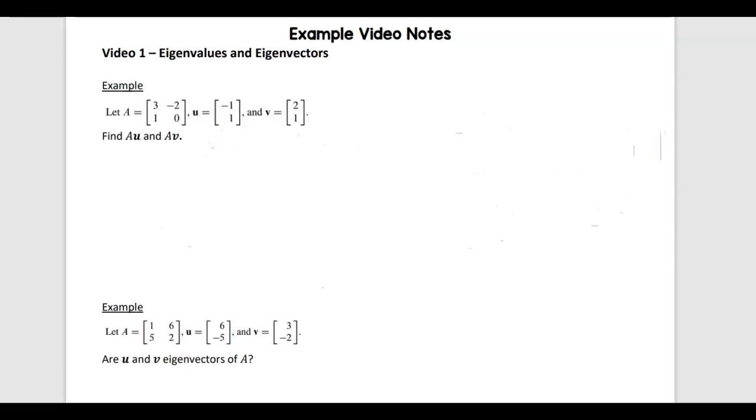All right, our video series here is going to be introducing you to eigenvalues and eigenvectors. And the first thing that I want us to do is actually define what these are. So an eigenvector means that there is some non-zero vector, and it's true that A times that vector is just a scalar multiple times the vector.